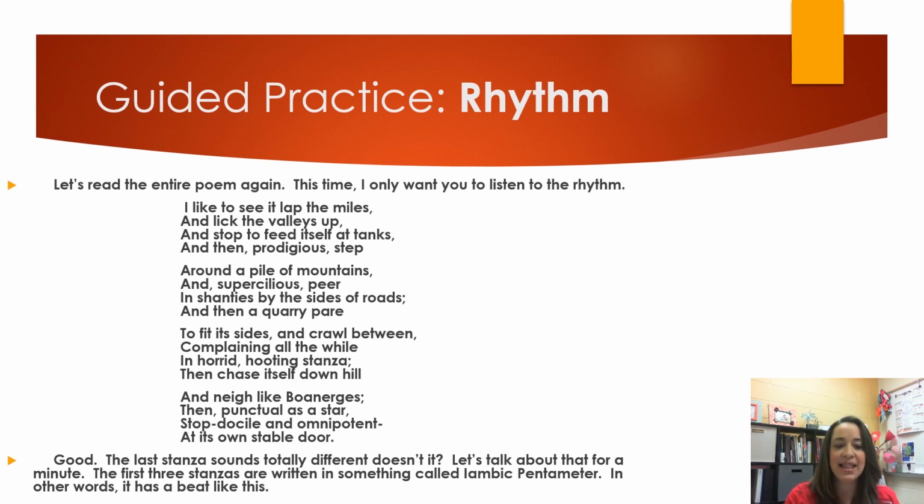I like to see it lap the miles and lick the valleys up, and stop to feed itself at tanks, and then prodigious step. Around a pile of mountains and supercilious pier, in shanties by the sides of roads, and then a quarry pair. To fit its sides and crawl between, complaining all the while, in horrid hooting stanza, then chase itself downhill. And neigh like Boanerges, then punctual as a star, stop, docile and omnipotent, at its own stable door.